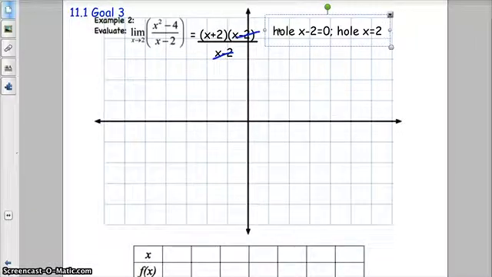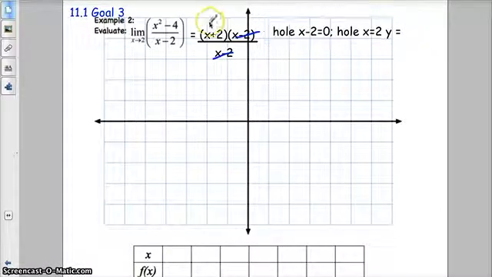Now remember, a hole is nothing more than an ordered pair that is open. So an ordered pair has an x-coordinate and a y-coordinate. To calculate the y-coordinate of our ordered pair, we'll look at the remaining function. The remaining function is x plus 2. So if we plug in positive 2, 2 plus 2 gives us a y-coordinate of 4. So when we graph the function, we have a hole at (2, 4).